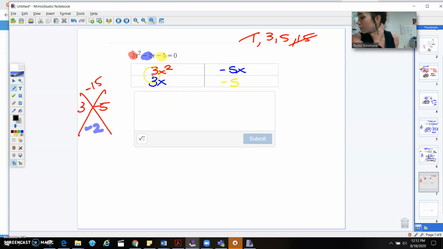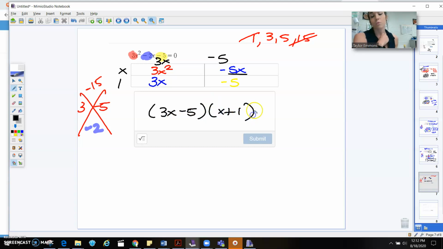So from this column, we're going to pull out a 3x. From this column, we're going to pull out a negative 5. From this row, we're going to get an x. And then from this row, we're going to get a 1. So we're going to have 3x minus 5 and x plus 1.